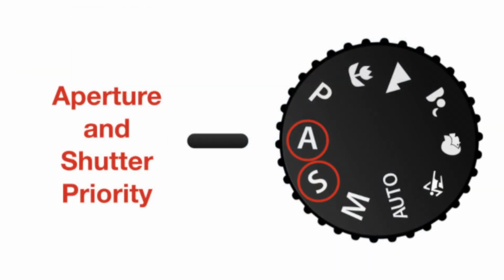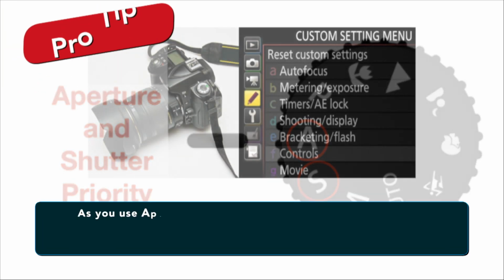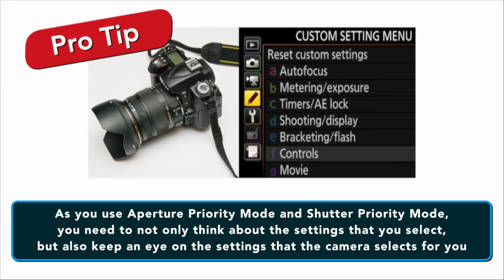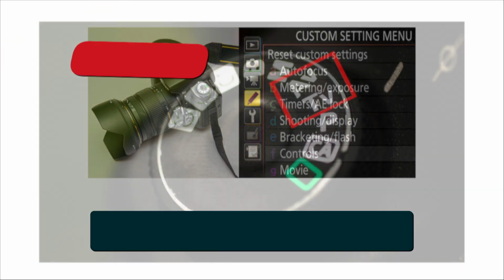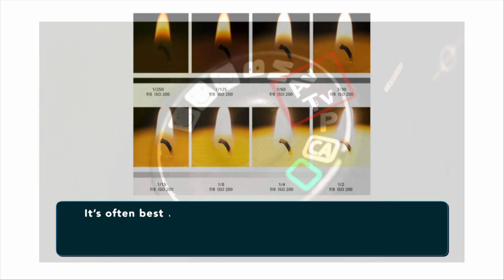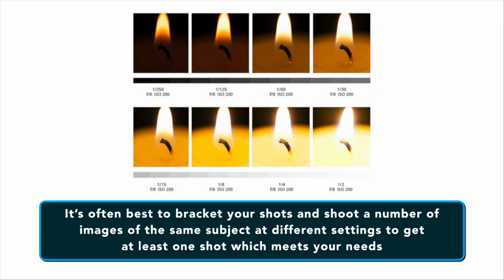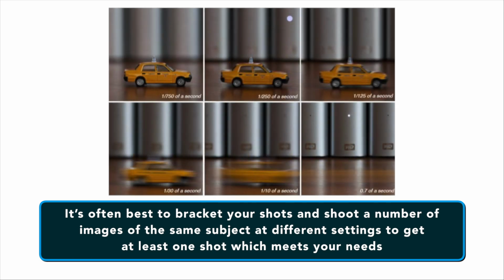Shutter and aperture priority modes do give you more control over your images, but they do take a little practice to get used to them. As you use them, you need to not only think about the setting that you select, but also keep an eye on the setting that the camera selects for you. When shooting in AV or TV modes, it's often best to bracket your shots and take a number of different images of the same subject, when you have time to do so, at different settings. This will ensure that you're likely to get at least one good shot that meets your needs.